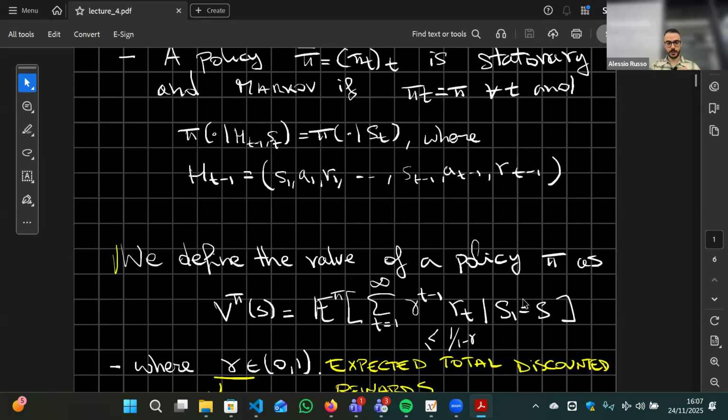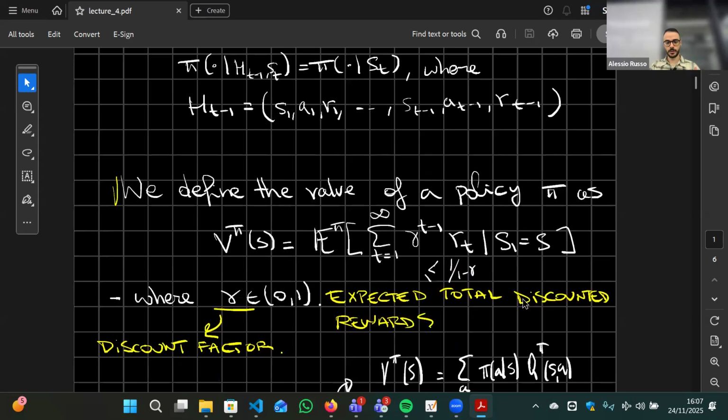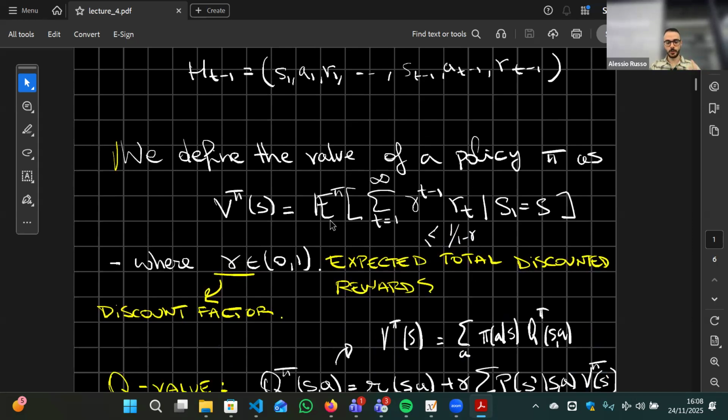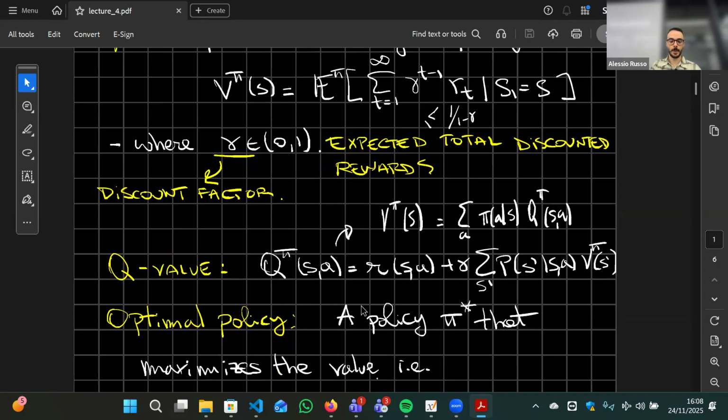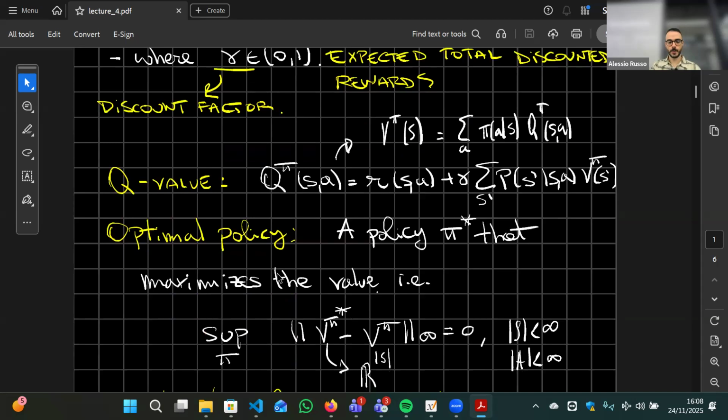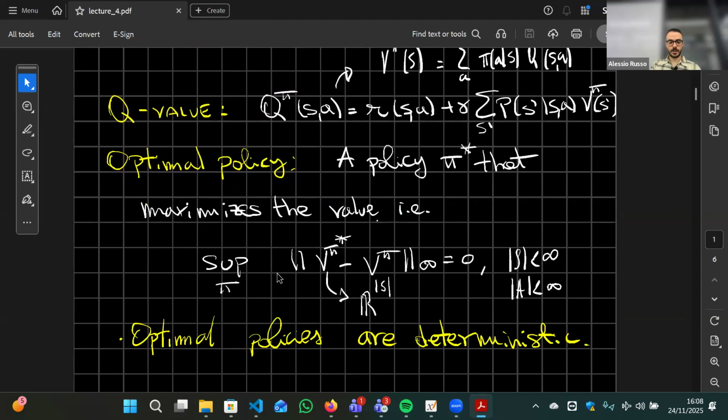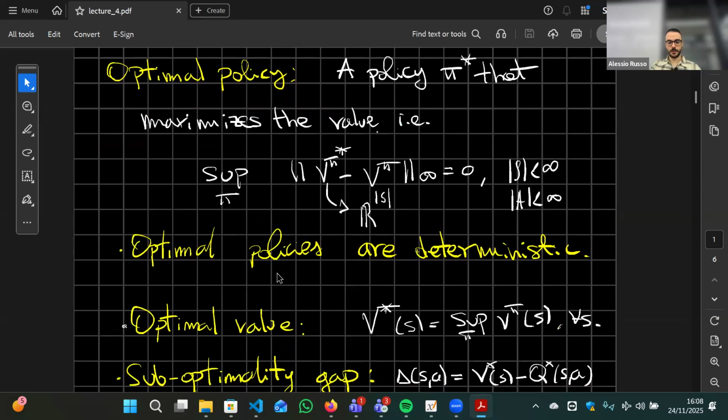So for this class of policy, we define the value of these policies as the sum of discounted rewards. This is also called expected total discounted reward. And gamma here is a discount factor that belongs to (0, 1). From this definition, we can define the Q value, so the value of taking action a in a certain state and then following that policy. And also the definition of optimal policy, the policy pi star that maximizes the value in all states.